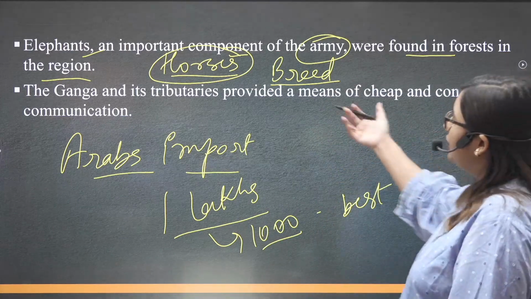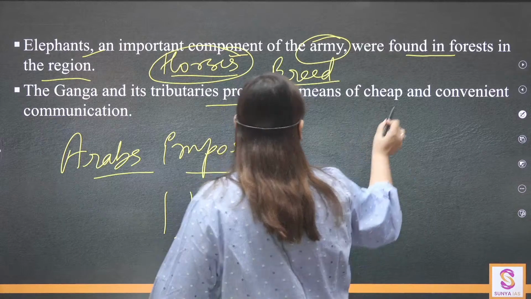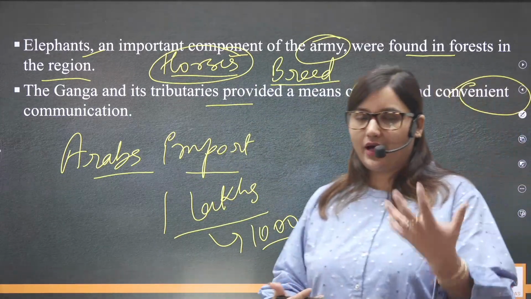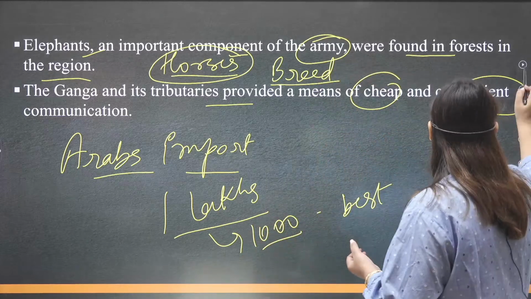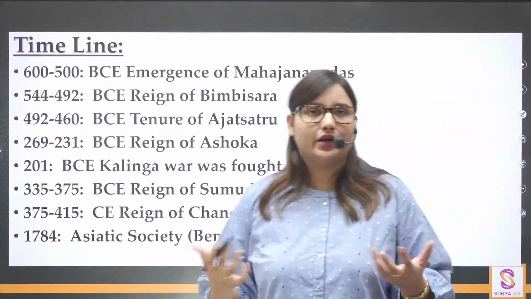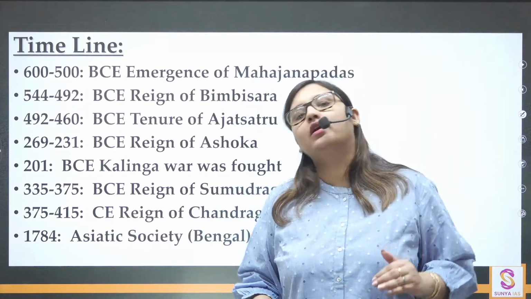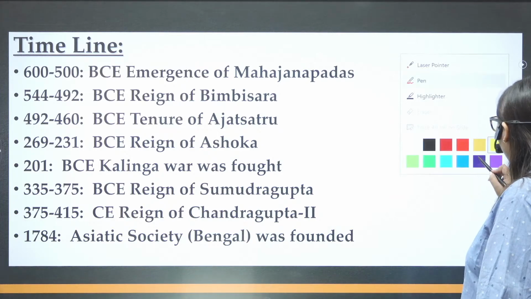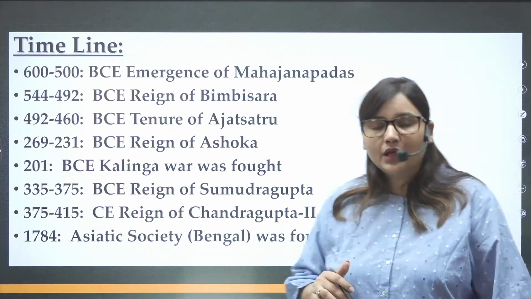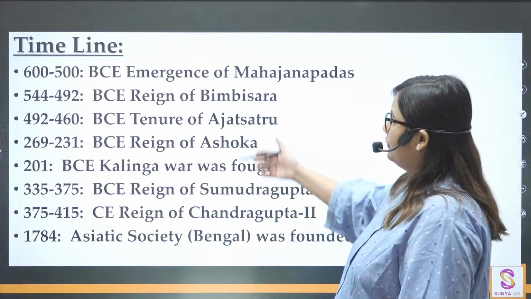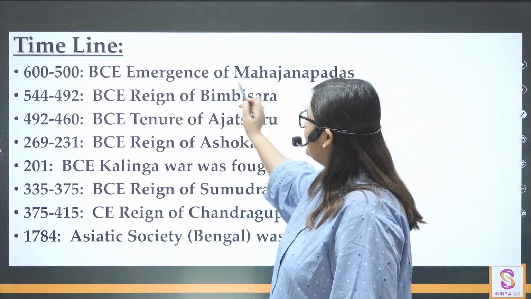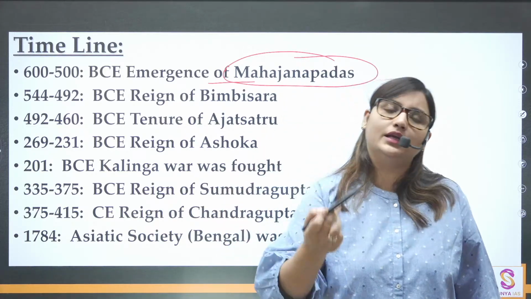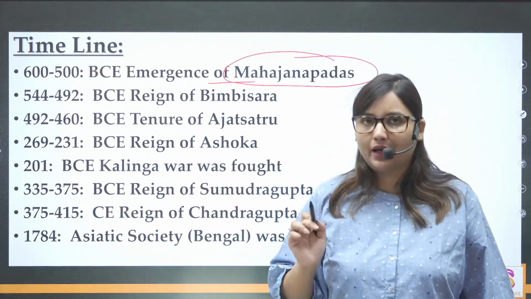Now, the Ganga and its tributaries provided the means of cheap and convenient communication. As I told you, they used to have these rivers in Magadh to facilitate trade and commerce also. There is a small timeline in your NCERT book. I liked it, so I have kept it for you. I want you to write it in your book also. Please write this timeline: from 600 to 500 BC, we saw the emergence of Mahajanpadas. We have already written the names of Mahajanpadas and I have shown you the map also.